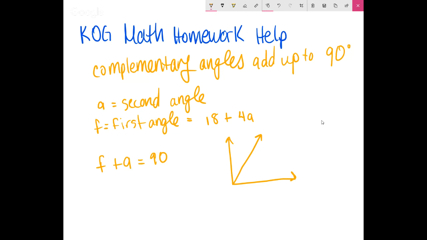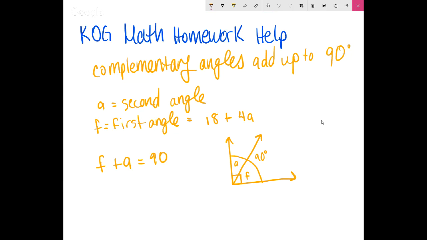I'm going to go like this. This is 90 degrees right here. 90-degree angle. Whenever you see that box, that's 90 degrees. We can say that this one, let's say this one is angle A, this is angle F, right? F plus A is going to equal 90 degrees. All right? F plus A equals 90 degrees. That's where we get that equation from.